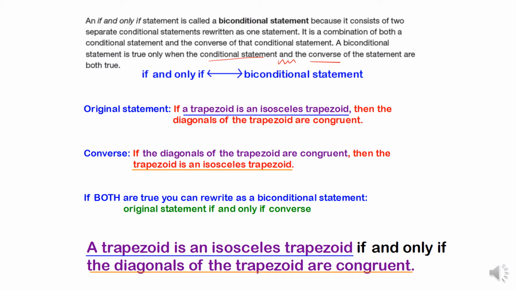The original statement: if a trapezoid is an isosceles trapezoid, then the diagonals of the trapezoid are congruent. The converse is: if the diagonals of the trapezoid are congruent, then the trapezoid is an isosceles trapezoid. Since both are true, you can rewrite it as a biconditional statement. You write the original statement, if and only if, and then write the converse. So here it is: a trapezoid is an isosceles trapezoid if and only if the diagonals of the trapezoid are congruent. So that's just a little more information about biconditional statements.